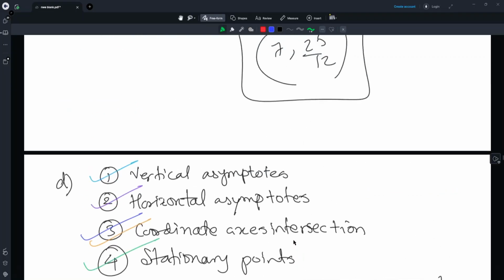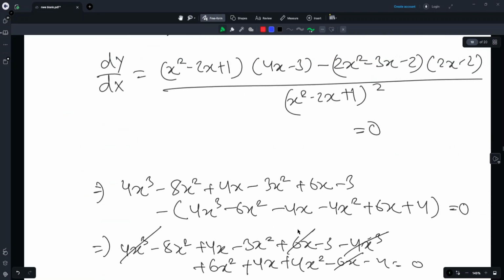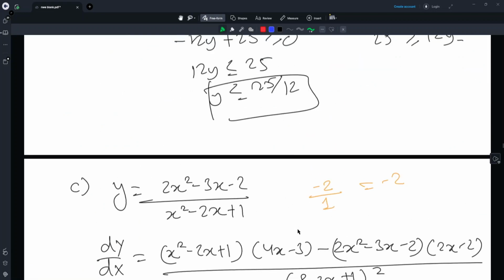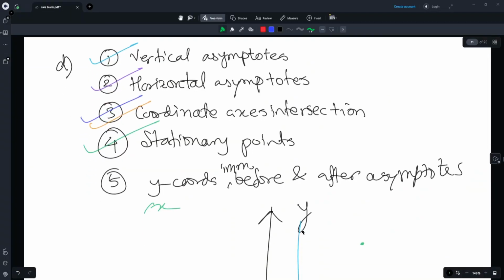In fact, let me check if it intersects with y equals 2. I don't think it does. When this equals to 2, I want to check if there is any intersection. I think there is. I think there's only one.